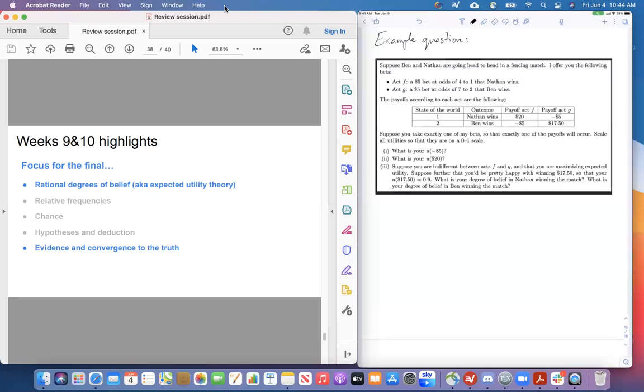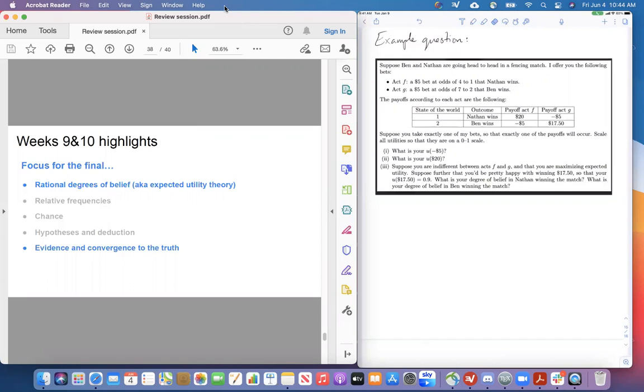So payoff according to Act F, let's write, I'm looking here in this cell. That means if you make Act F, so if you take the bet in Act F and Nathan wins, you'll win $20. That's what that cell means. On the other hand, if you take Act F, but Ben wins, so the other outcome, you'll lose your stake. You'll lose what the bet cost you, so you'll lose $5.